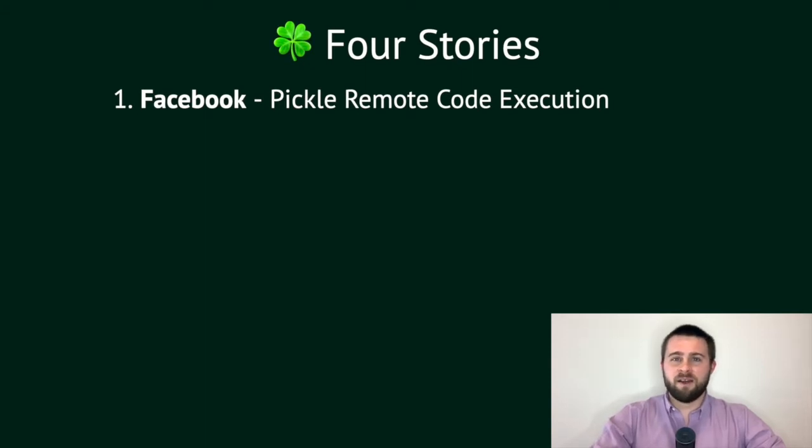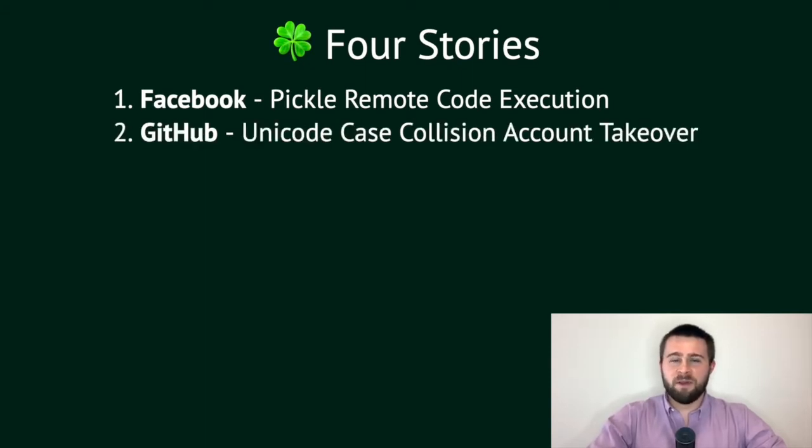The second story comes to us from GitHub. GitHub also doesn't run Django, but it's based on Ruby on Rails, but the same problem existed inside Django. This was something we'd call a unicode case collision account takeover. Even longer term, but don't worry, we'll unpack that when we get to it.